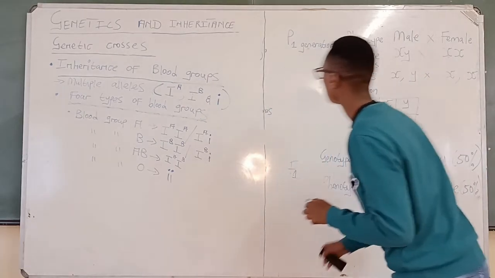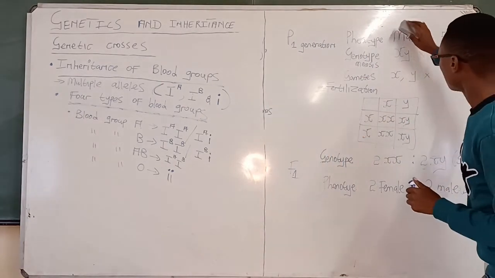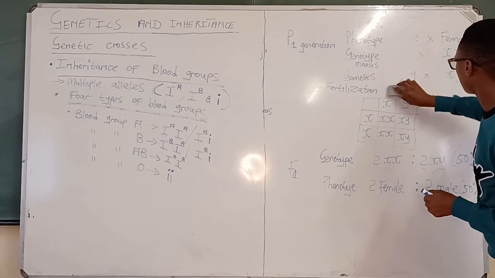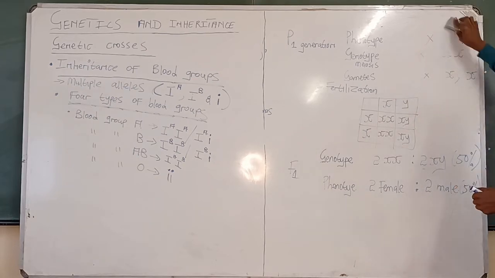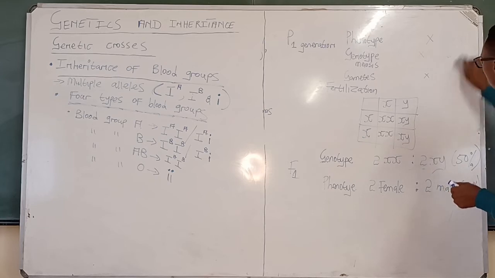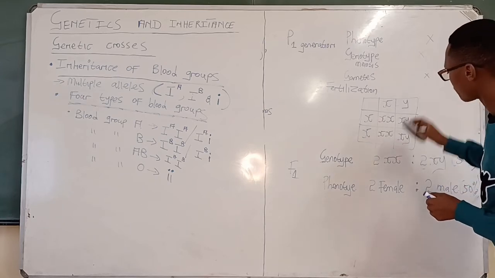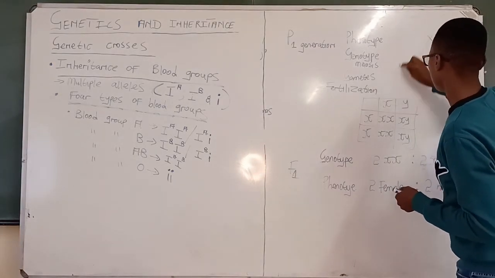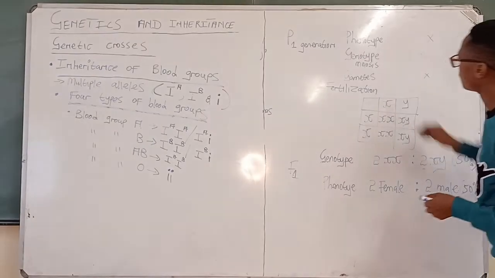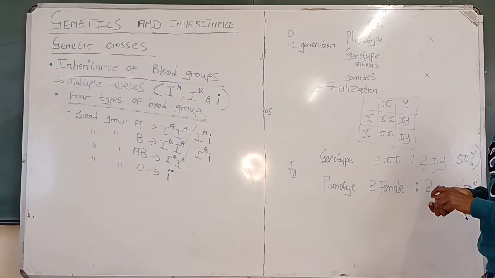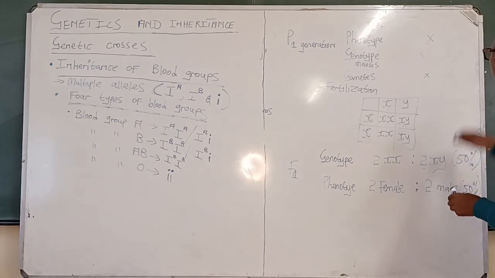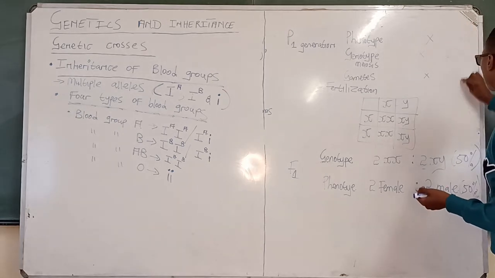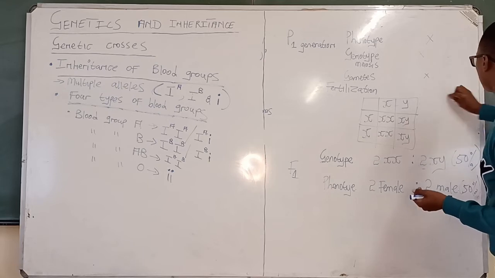So let's say in our case, I'm going to use this template because of the same thing. Let's say we have two married couples. The male has blood group A, and he is heterozygous for blood group A. And then the female is also heterozygous for blood group B, not A.